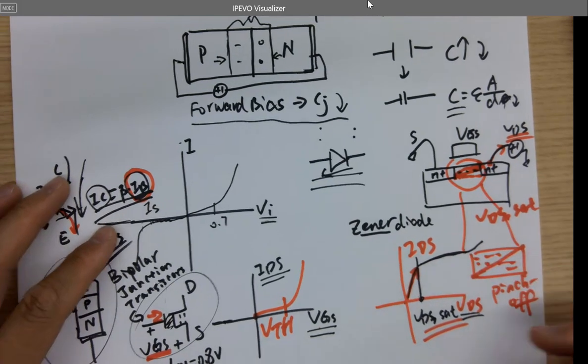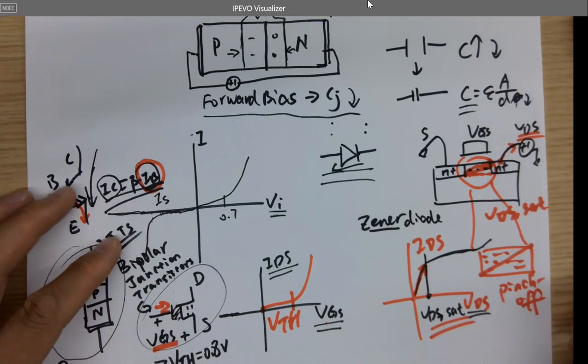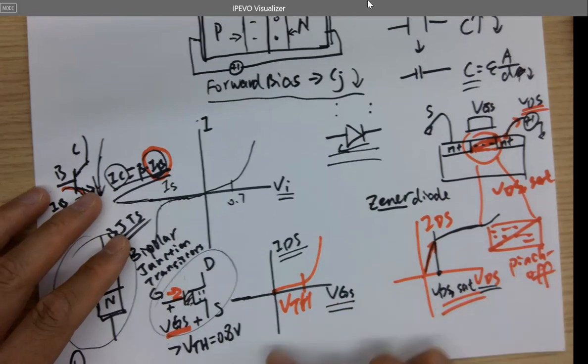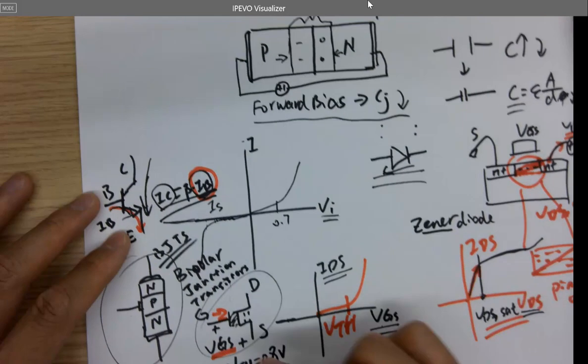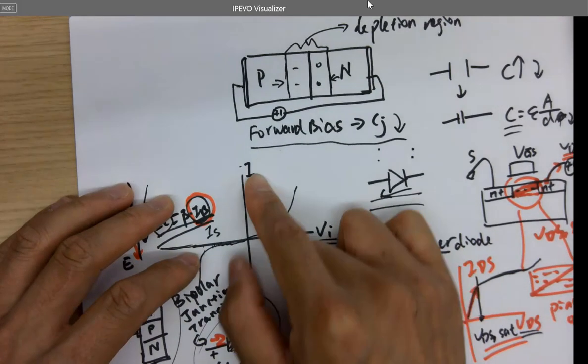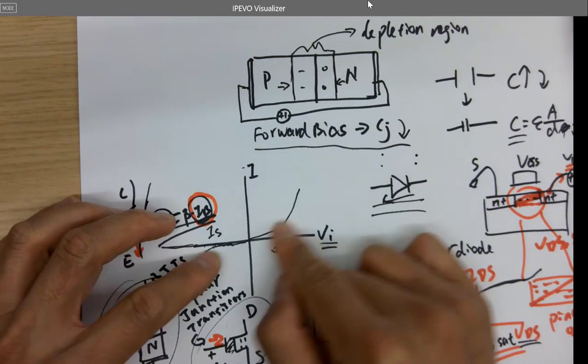If I ask you to draw VDS versus IDS, can you draw it? If I ask you to draw VGS versus IDS, can you draw the curve? If I ask you to draw VI versus I for a regular diode, can you draw it like this?